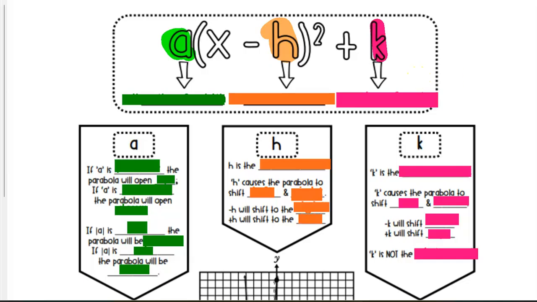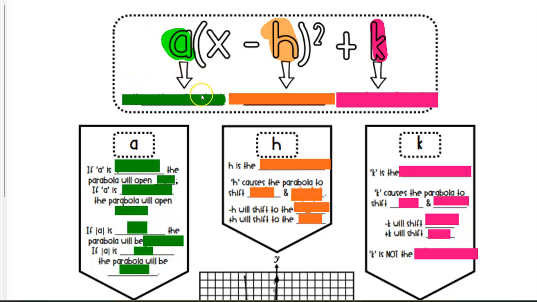Now we're going to look at vertex form of a quadratic equation. So vertex form is a times the quantity x minus h squared plus k. Vertex form is very useful because, like the name states, it allows us to easily identify the vertex of a quadratic equation, the vertex of the parabola, which will make it easy to graph.